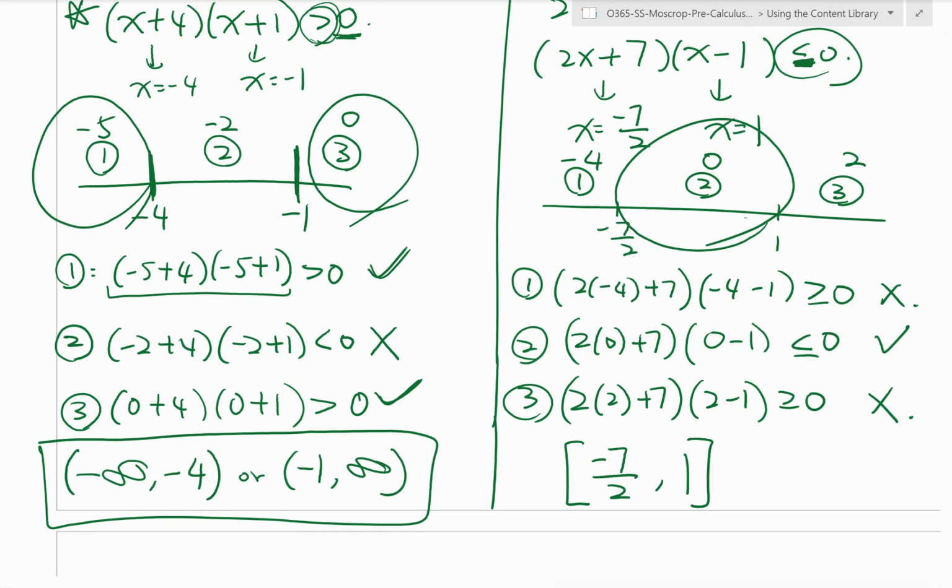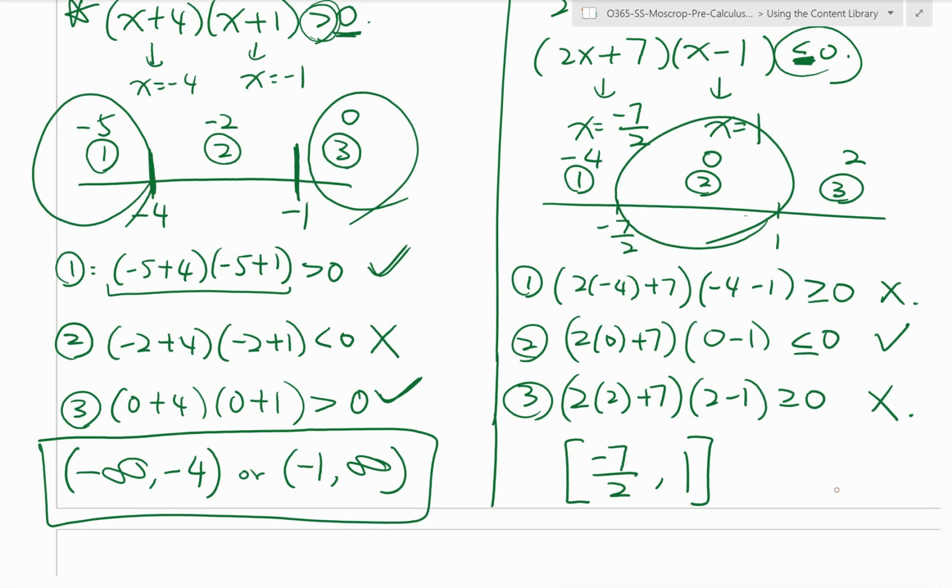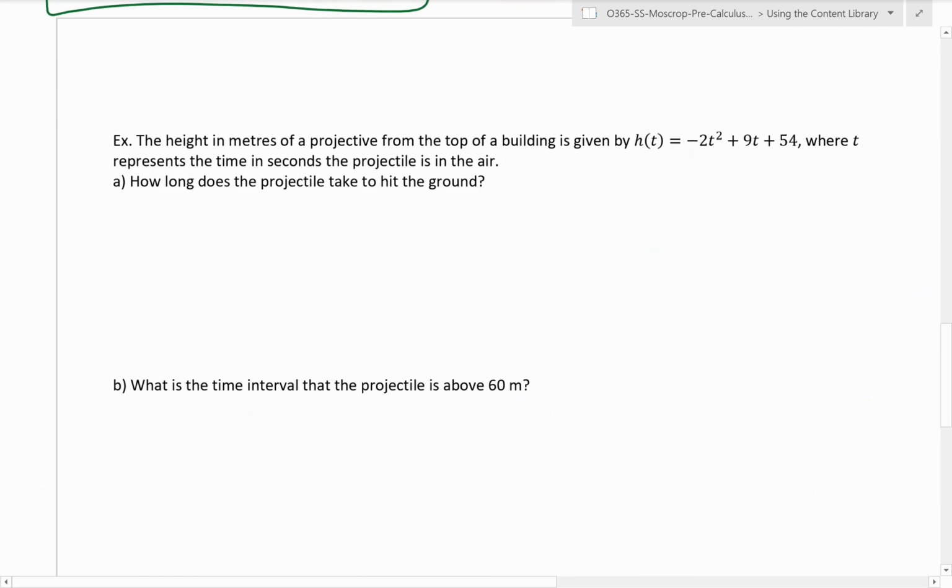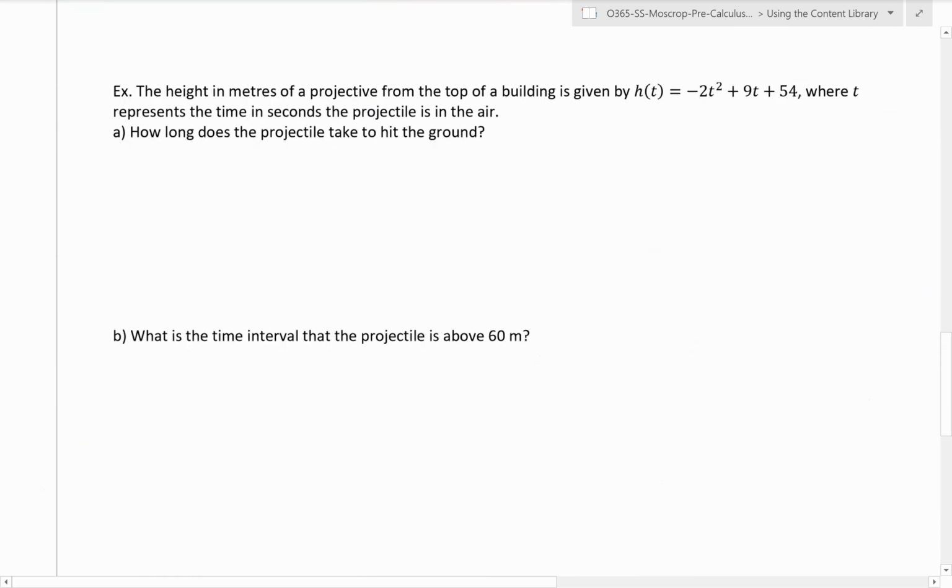Okay. Hopefully this wasn't too difficult for you, because we are going to look at some more problems. All right, let's see. It says the height in meters of a projective. Okay, that's a typo, it's a projectile, from the top of the building is given by h of t is equal to negative 2t squared plus 9t plus 54, where t represents the time in seconds. The projectile is in the air. How long does the projectile take to hit the ground?